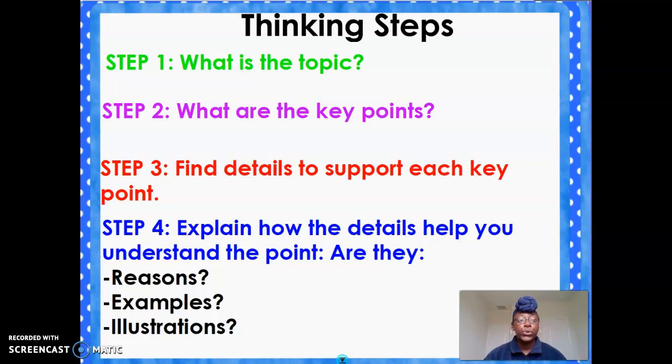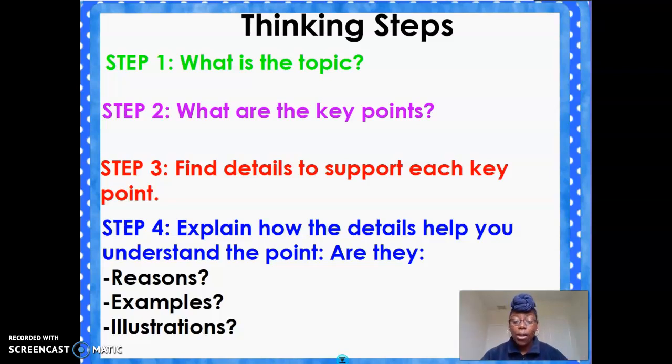In order to see how authors use reasons to support specific points, we do this in 4 steps. Our first step is we have to think, what is the topic? Now, when we think about the topic of a text, we want to zoom out of our text and we want to think about the big thing that the text is mainly about. Once we have decided what the topic is, we go into step 2.